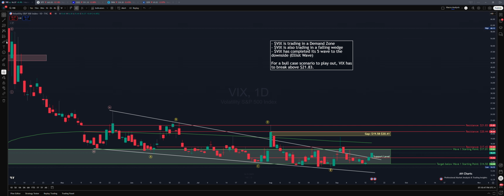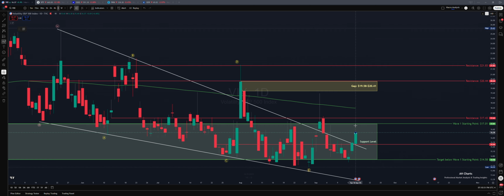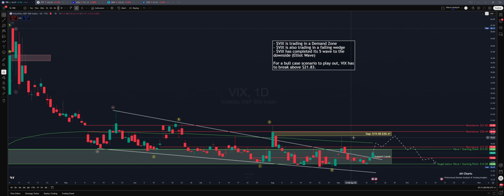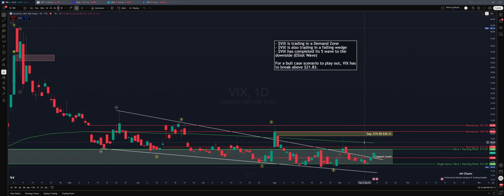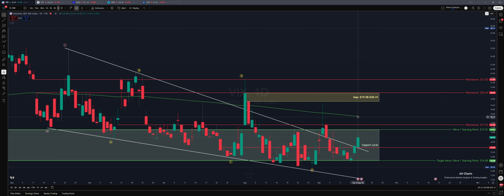But every time it gets above that 200 EMA, it always does something like this, gets rejected, and starts coming back down again. So it's possible you see something like this happening again. Not sure if we're going to have it tomorrow, but just want to let you know. VIX is starting to look a little bit bullish, but you tend to get rejected off of that 200 EMA.